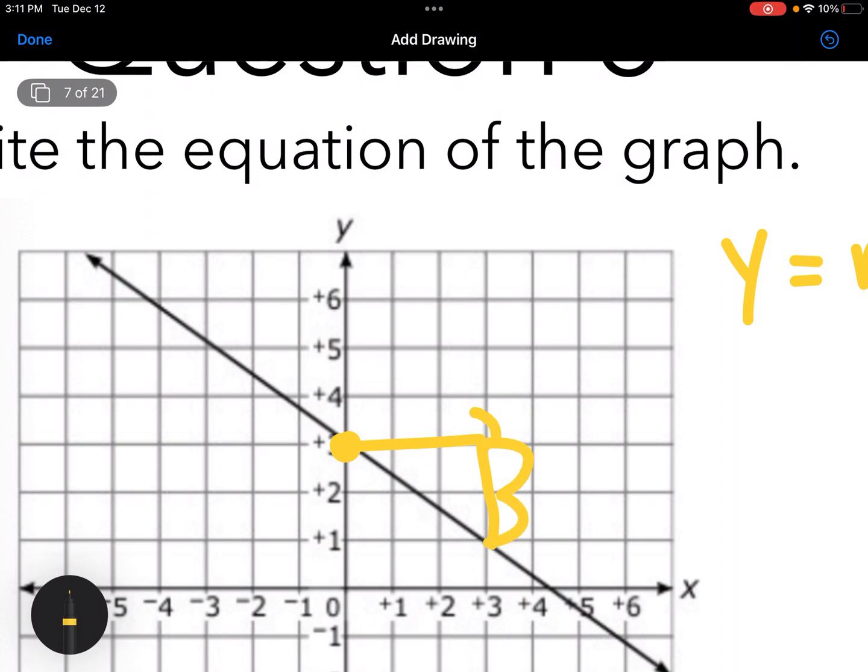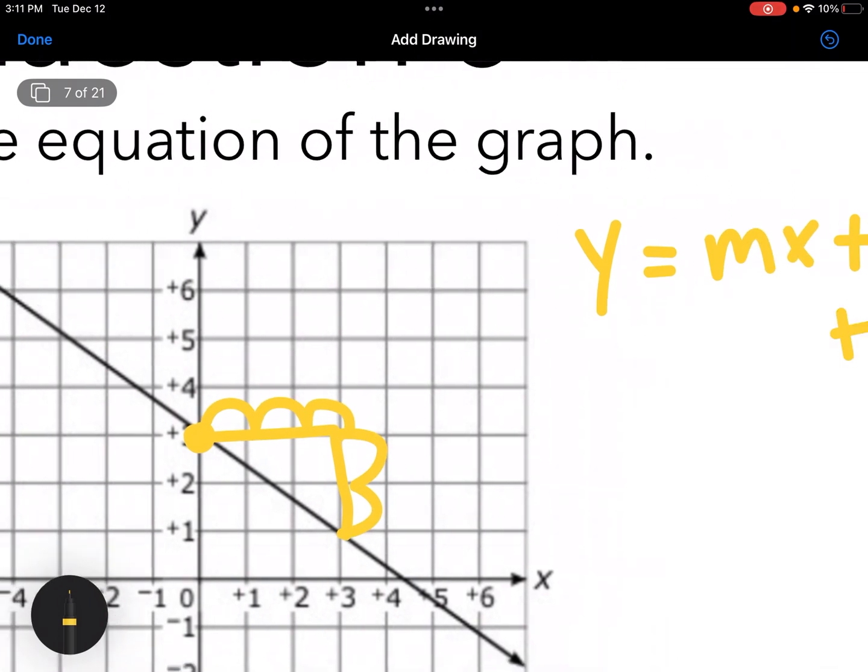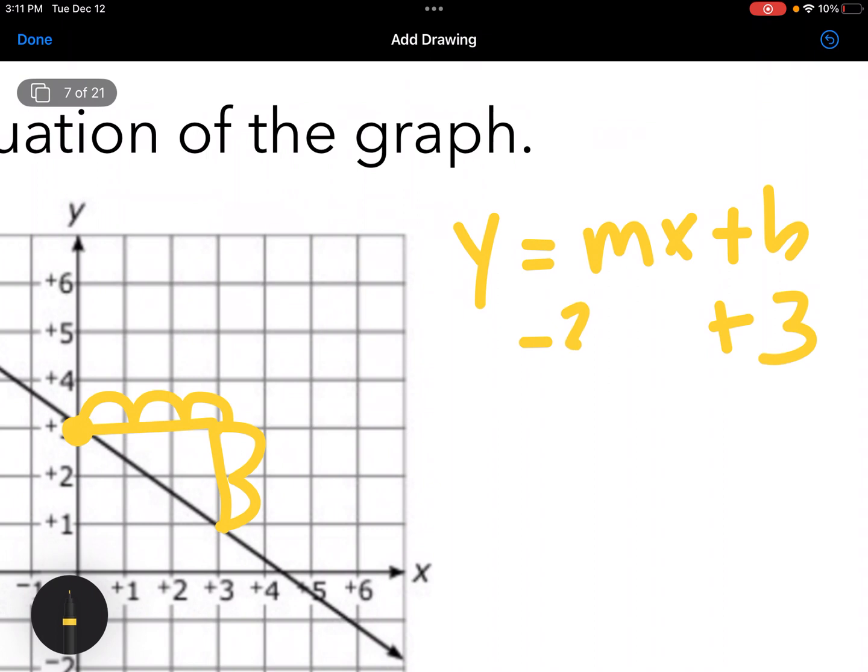So up to over 3, and it's a negative slope, so -2/3 x. So y equals -2/3 x plus 3.